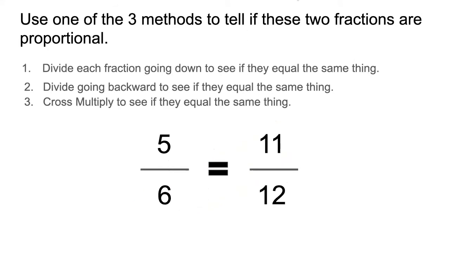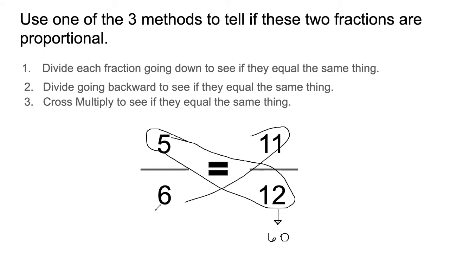Here are two fractions that are supposedly equal to one another, but we need to find out if it's true. Are they equal to one another? Well, let's see. You can try one of the 3, but I'm going to do my favorite right here. 5 times 12. That's 60. 11 times 6. That is 66. As you can see, they're not equal. So this is not proportional.